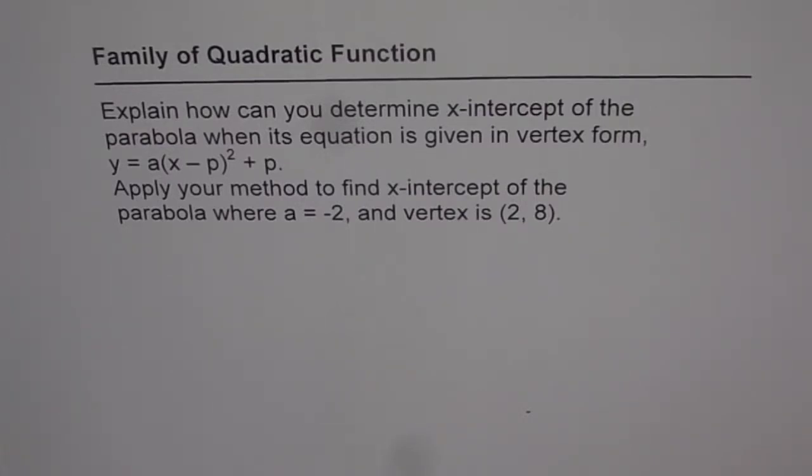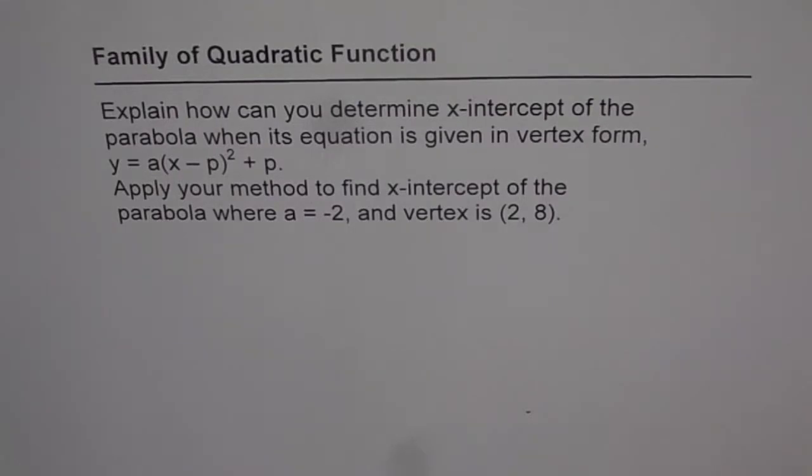Now here is a question from the family of quadratic functions. Explain how you can determine the x-intercept of the parabola when its equation is given in vertex form y equals a times (x minus p) whole squared plus q. Apply your method to find the x-intercept of the parabola where a equals minus 2 and the vertex is (2, 8).